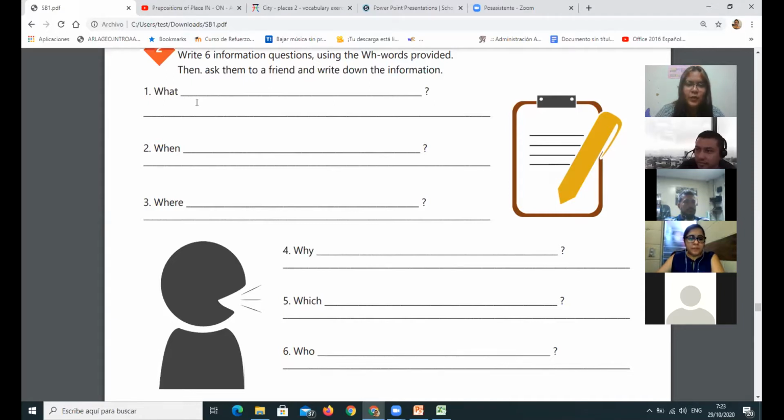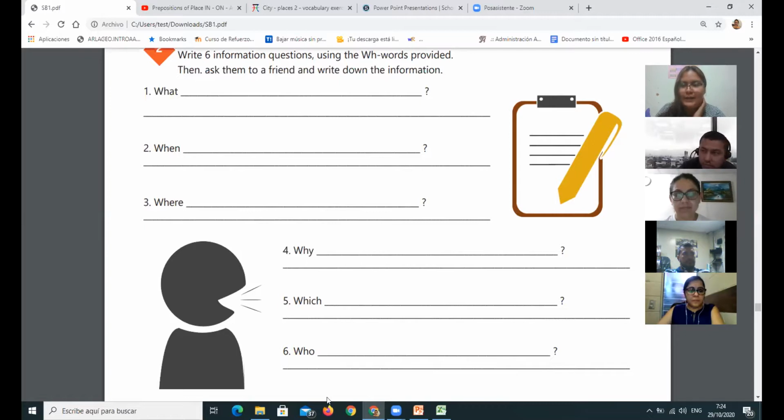Okay, very good. Question number 1, what do you do, right? What do you do? ¿A qué te dedicas? What do you do? Okay, great. In Karen's group, you work on this exercise too, right? So in Karen Hernandez's group, 4, 5, and 6. Tell me the examples.